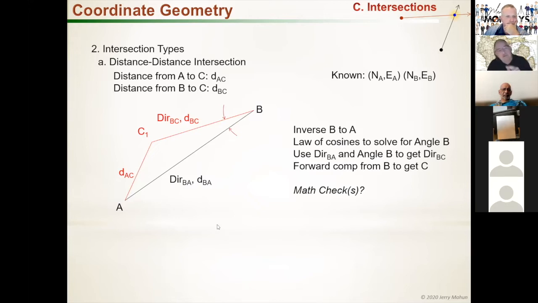Now, when we're dealing with coordinate geometry, we generally start with just enough information to be able to solve the problem.